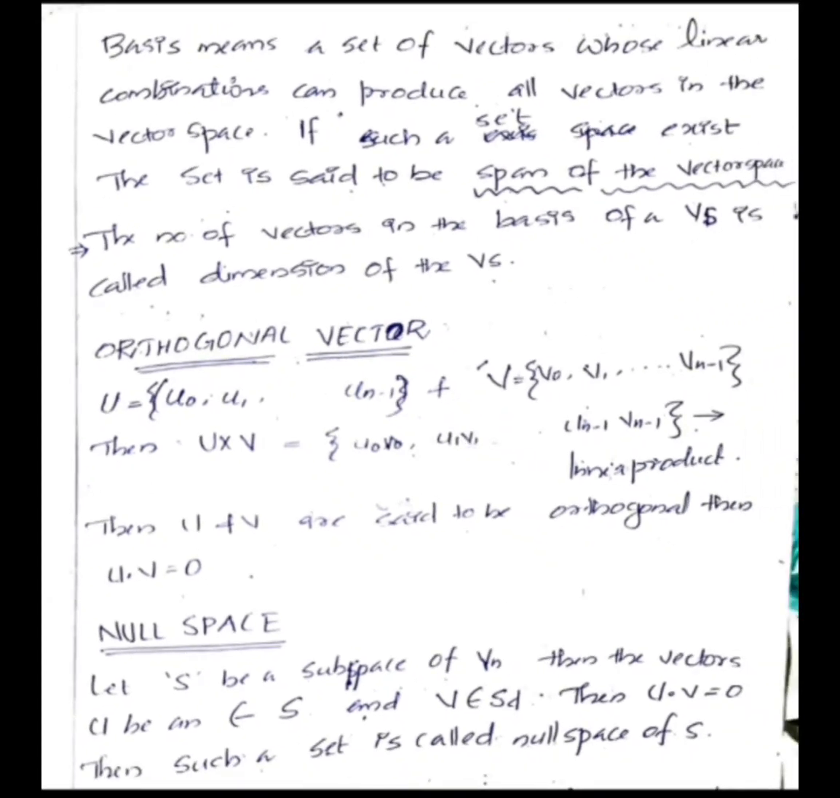Then, a null space. Null space is nothing but a 0 vector. That is, let S be a subspace of Vn. Then, vector U be an element of S. So, there is a vector space Vn, and S is a subset of this vector space, and U is an element of this S, and V is an element of another subset, that is S-dual. Then U dot V equal to 0, which means that every such element is 0. Such a set is called the null space of S. That is, a set with the 0 element is called the null space.